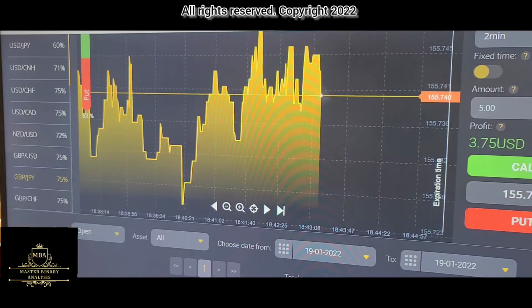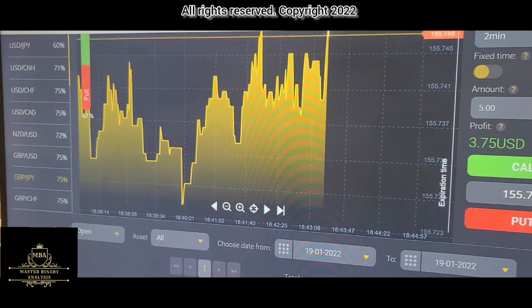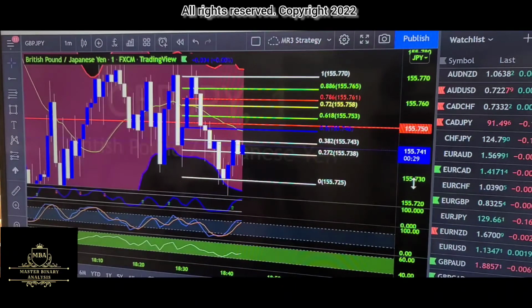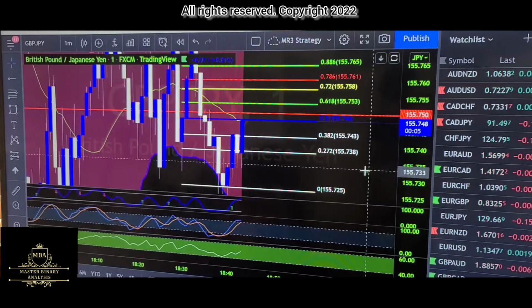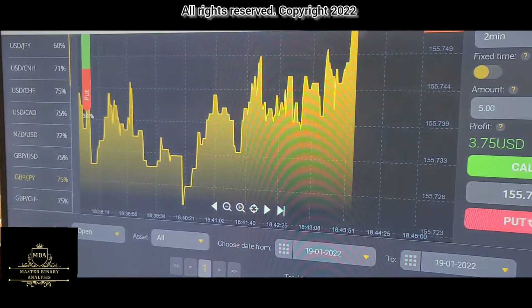This fixed time just means, do you literally want a full 2 minutes, or a 2 minute timer that's on a clock? If it's fixed time off, the 2-minute timer will go from 2 minutes all the way to 1 minute, depending on where you catch it. It could be a minute 30 seconds, a minute 40 seconds. Okay, so I'm looking for 53. There you go, 2 minutes.